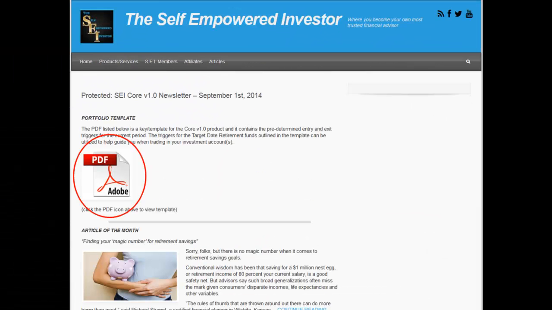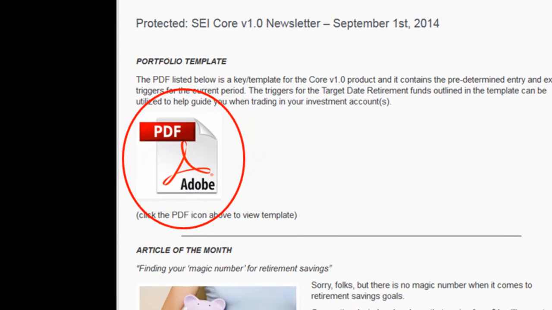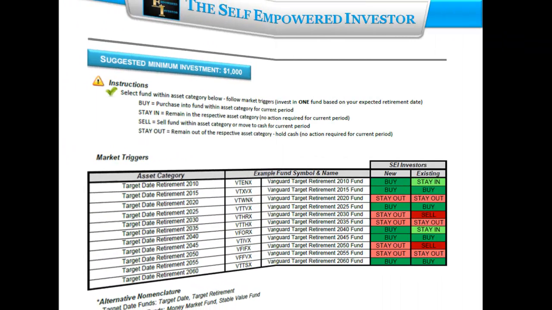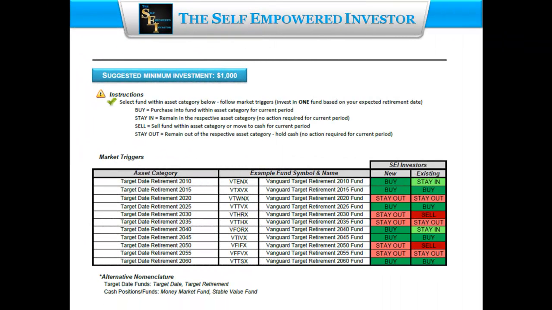At the top of the product newsletter is a PDF icon. Click this icon and the trigger page will be launched. This is where you'll find the current month's trigger for the fund or funds you're invested in. Let's look at the trigger page for the Core V1.0 product and walk through how the triggers work.